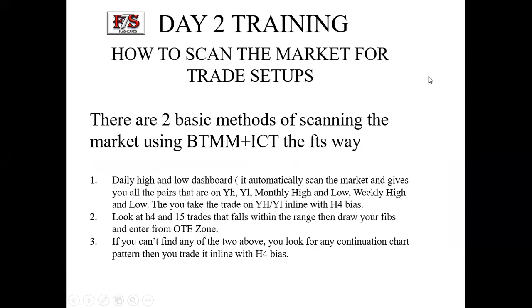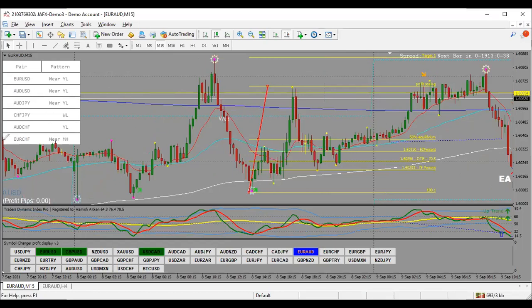Now look at it. I have this daily high and low dashboard on my screen. Do you see this? It shows you price at yesterday's high, yesterday's low, weekly high, weekly low, monthly high, monthly low. These are places where we have liquidities. These are liquidity pools where we have trap volume.